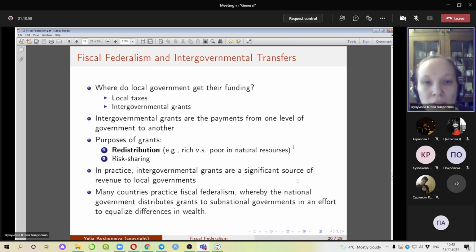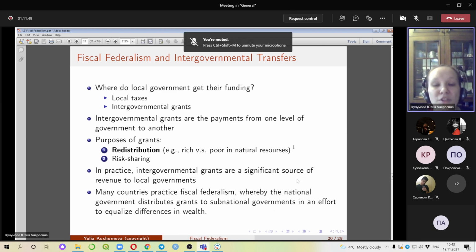So let us move on quickly to another thing that we need to discuss. Then the reasonable question arises: where do local governments get their funding? Already we said that they have some local taxes. But in addition to that, there are intergovernmental grants. And intergovernmental grants are the payments from one level of government to another. The purpose of this is basically either redistribution, right? There are rich regions and poor regions in terms of natural resources or other economic factors, right? And the redistribution is just to mitigate this difference.